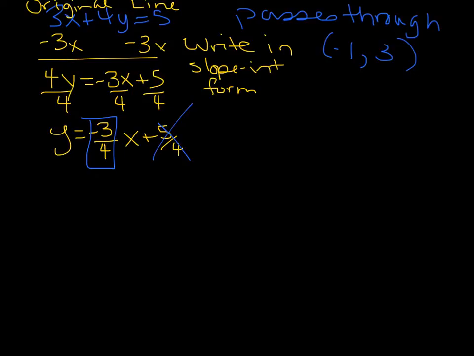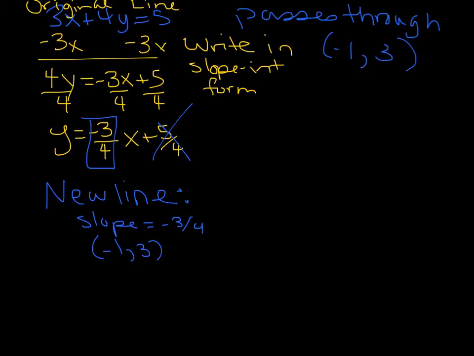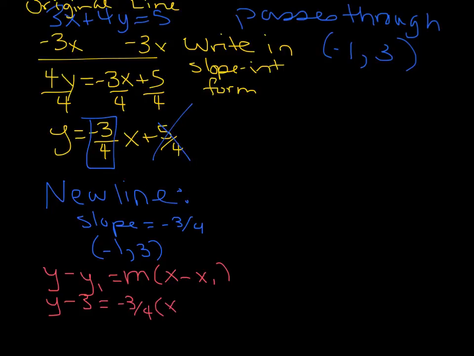So now my new line, the one that's parallel to the original, is going to have a slope of -3/4. And we don't know the y-intercept, but we know that it passes through the point (-1, 3). There's a few ways you can find the equation of the new line. I'm going to use point-slope form. And if you remember, it's y minus y1 equals m times x minus x1. I'm going to plug in my point, plug in my slope. I get y minus 3 equals -3/4 times x plus 1.